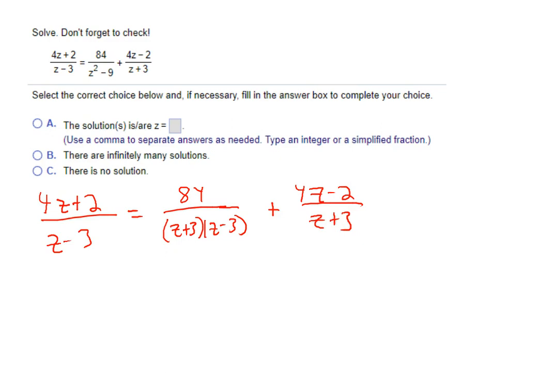Then we find the LCM, just like we did last time. Right? Take every factor that occurs. So the factors I'm seeing here are z plus 3 and z minus 3. Raise each one to the highest power that occurs. They're all to the first power. And so that's going to be my common denominator. I multiply it to both sides of the equation.